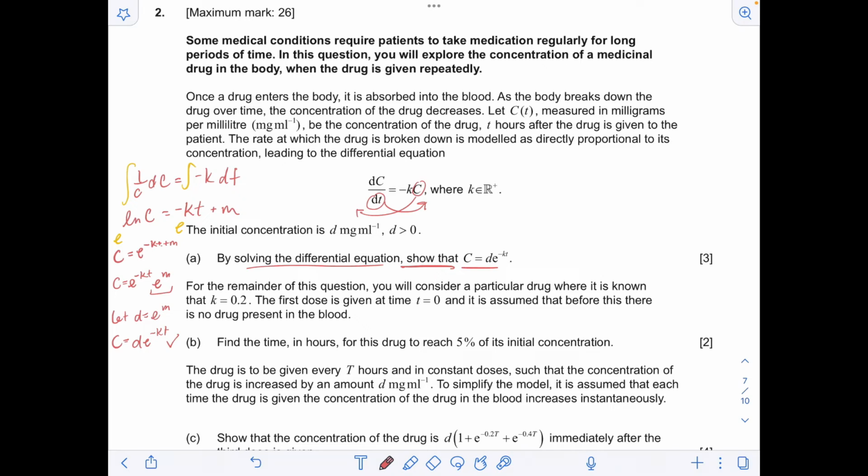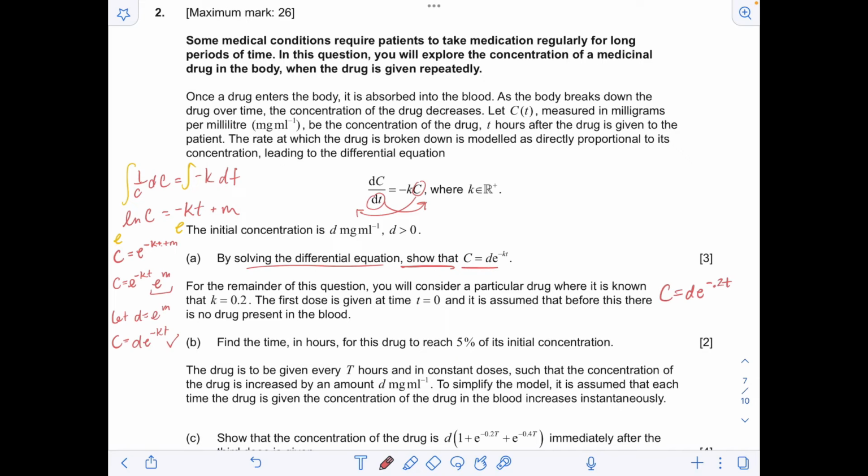For part B, for the remainder of this question, you will consider a particular drug when it is known that k equals 0.2. The first dose is given at time t equals 0, and it is assumed that before this, no drug is present in the blood. For part B, find the time in hours that this drug reaches 5% of its initial concentration. I'm going to go ahead and rewrite my equation out to the side, because it says for the remainder of this question, so I'm just going to write that C equals D e to the negative 0.2t, just so we can keep that centered, because we'll continue to use that.